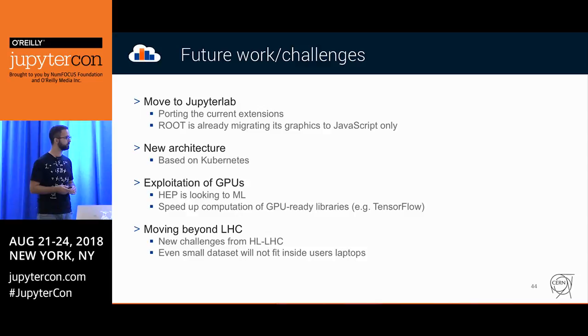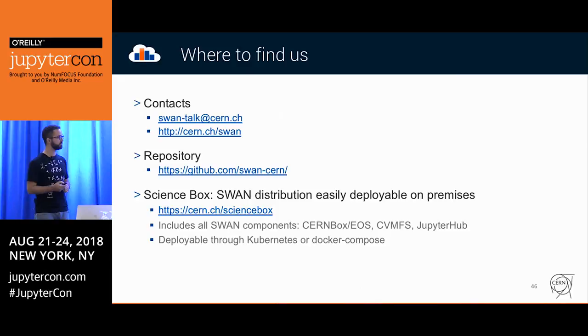If you want to find us, these are our contacts, our email, our website. Most of our code is public, not all of it as of today, but we are working to make this available. And we also have what we call CERNBox. This is what we use in that European project called UpToYou. So we containerize all of our services, and you can access and deploy them using Kubernetes or Docker Compose in your own infrastructure or in your own computer to try it.